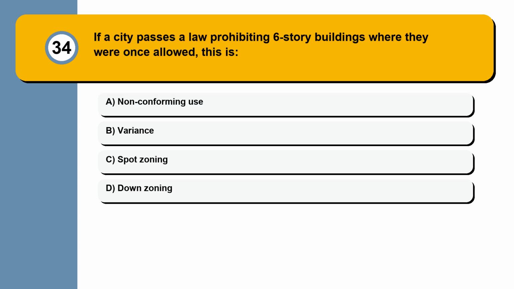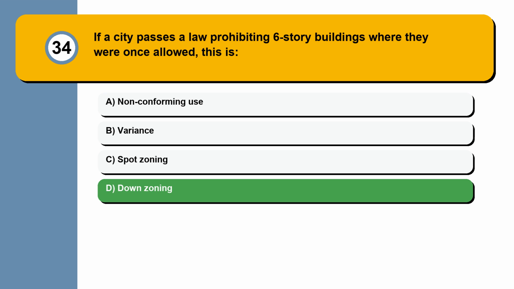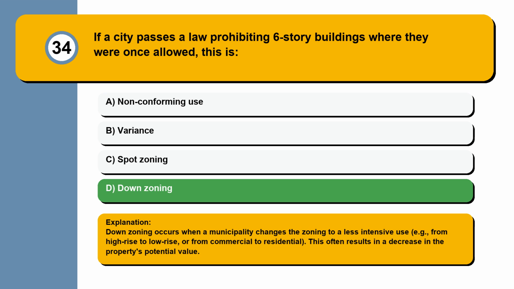Question 34. If a city passes a law prohibiting 6-story buildings where they were once allowed, this is non-conforming use, variance, spot zoning, down zoning. Down zoning occurs when a municipality changes the zoning to a less intensive use, for example, from high-rise to low-rise, or from commercial to residential. This often results in a decrease in the property's potential value.